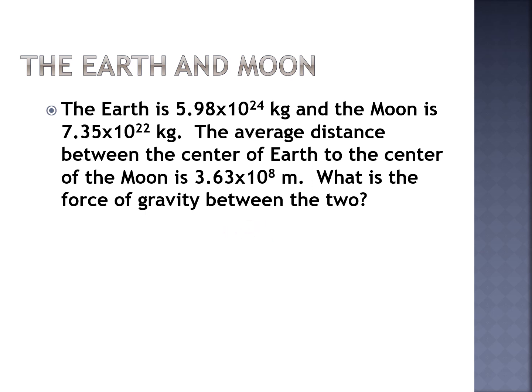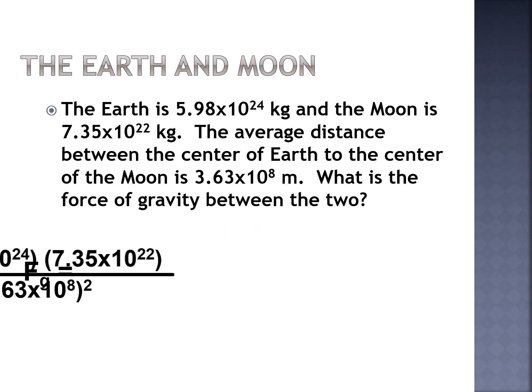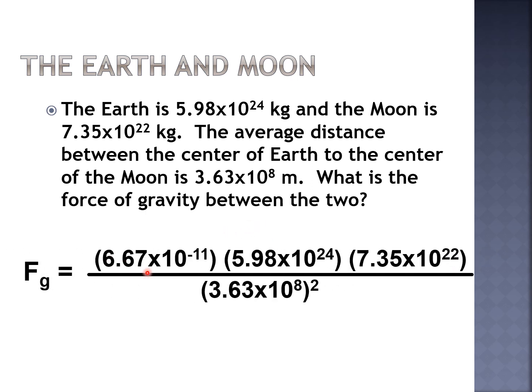All right, so we use our gravity constant of 6.67 times 10 to the negative 11th times the mass of the Earth, which is 5.98 times 10 to the 24th, times the mass of the moon, which is 7.35 times 10 to the 22nd, and then we divide by the distance between the two, 3.63 times 10 to the 8th, and we have to square that denominator, so make sure you do that. So when you plug this in your calculator, the numerator is really not important as far as keeping the parentheses in there, but the denominator, you definitely want to put that in parentheses before you square it.